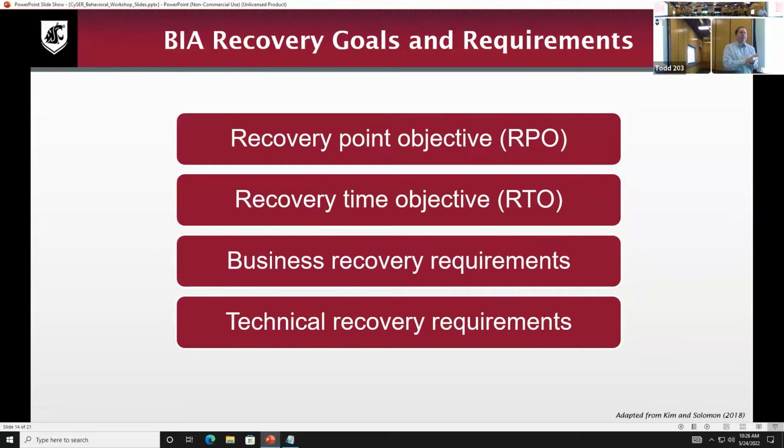As part of these plans, we're going to come up with some goals. The recovery point objective is the whole idea of, this is the point where our data needs to be rolled back to. We want to get to this point of recovery, and how fast do we want to get there?